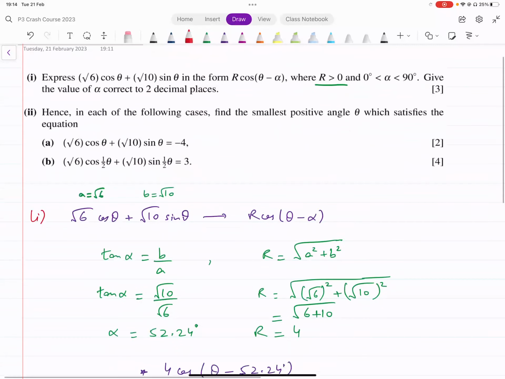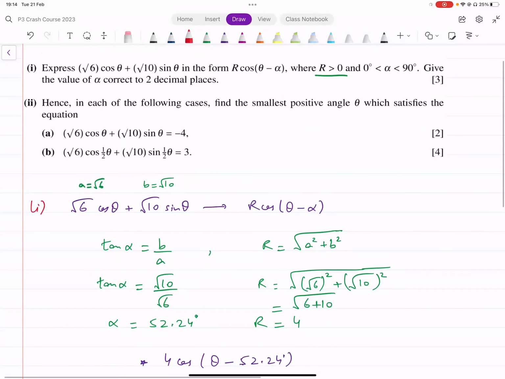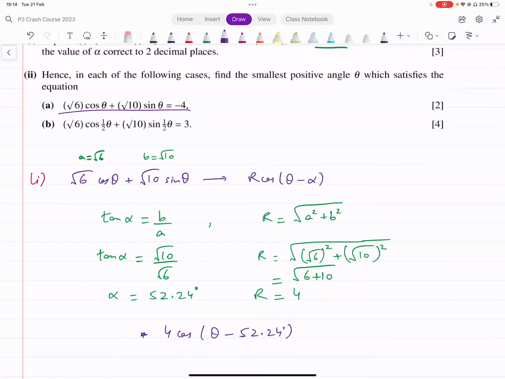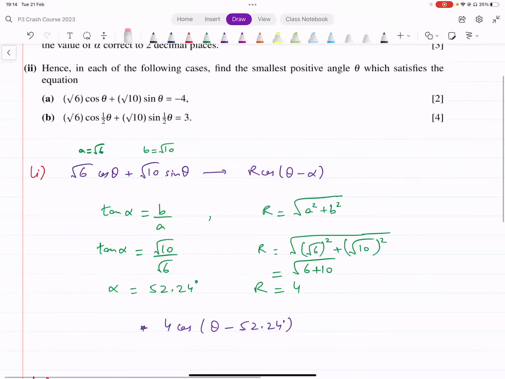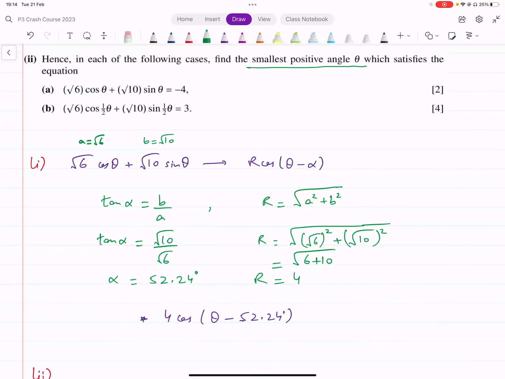Part 2. Now it says, hence, in each of the following cases, find the smallest positive angle theta which satisfies this equation or this equation. So we have two parts. So we have to solve these two equations and find the smallest positive angle theta.